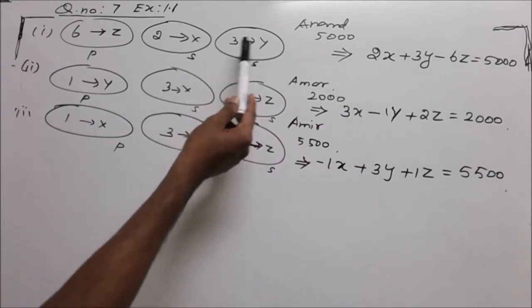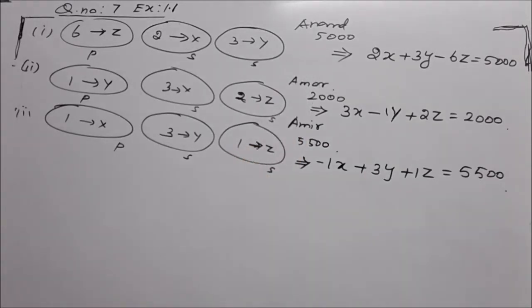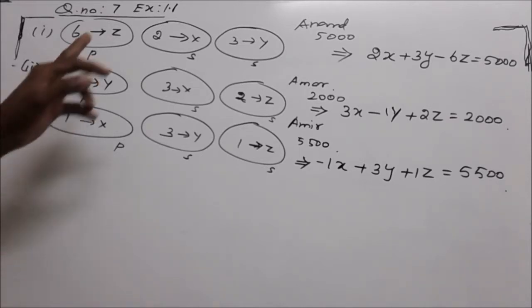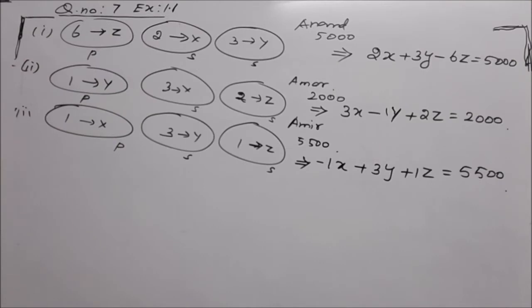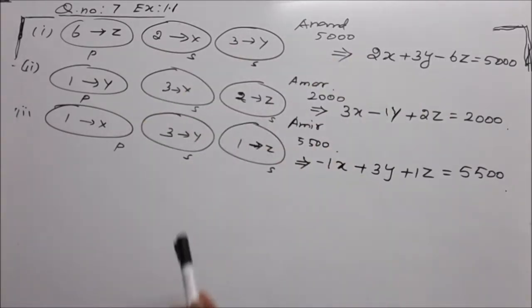In the first case, Anand earns 5,000 and Amar earns 2,000 and Amir earns 5,500. Then what are the rates? That means what are the values of X, Y, Z that we have to find? The given information is converted into equations. When we purchase, our money will be subtracted. When we sell, the money will be added.